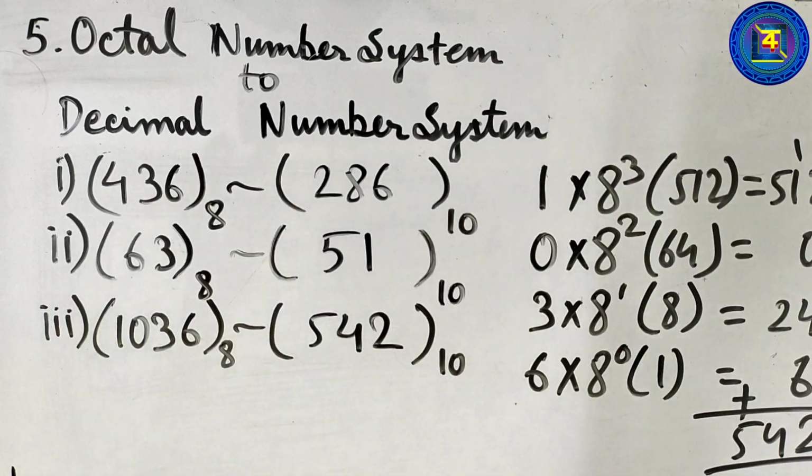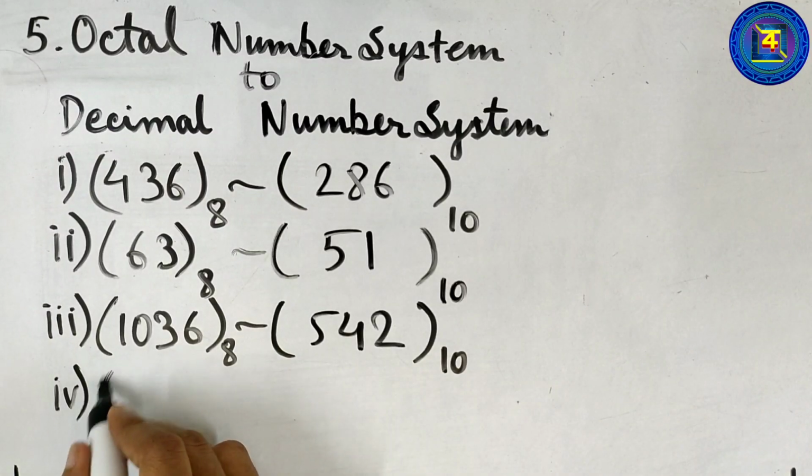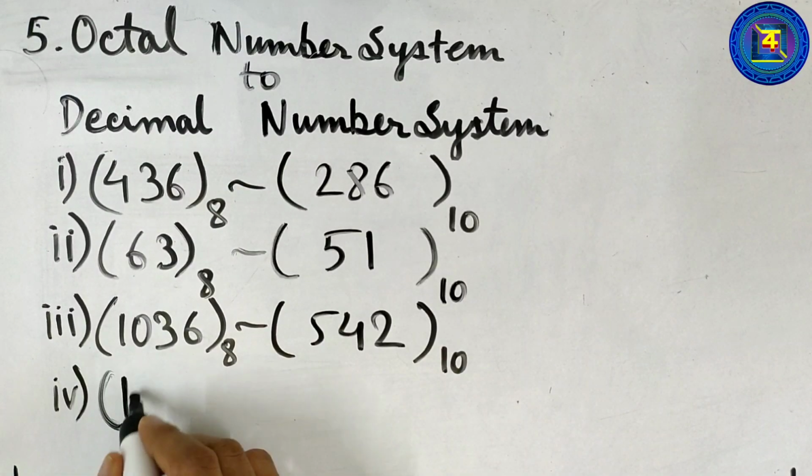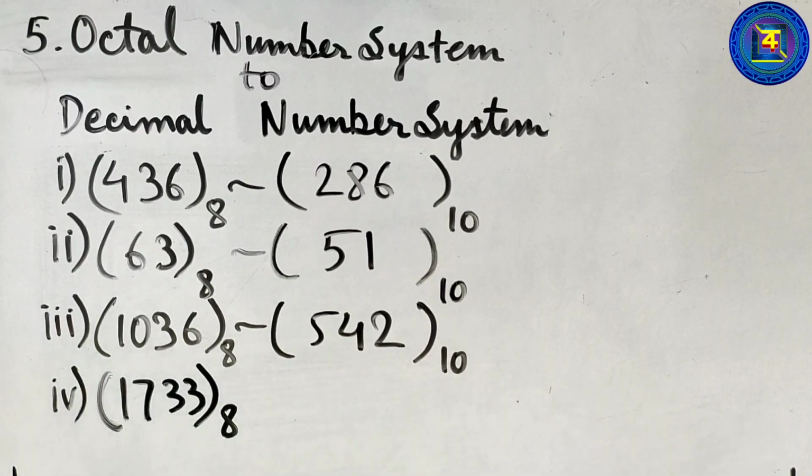542. Okay, so we are also going to proceed with our fourth question over here. Now this is something really very unique, you are going to love it. That is 1733, written in octal number system, which when converted to decimal number system, what should be the number, right?